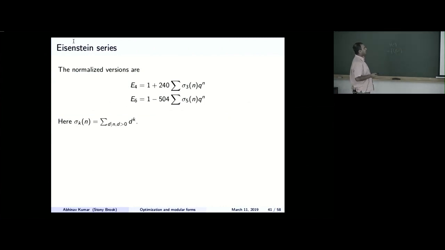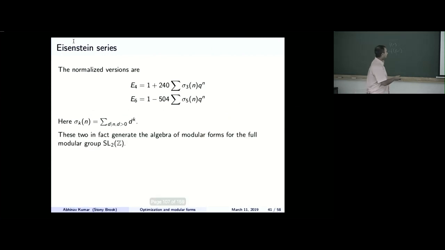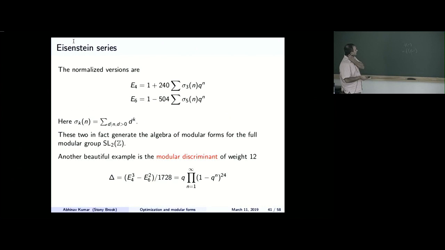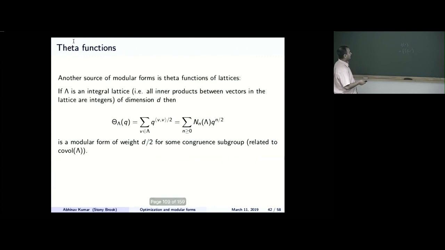And here are two typical examples, E4 and E6, which generate all the modular forms for the full modular group. And there's a famous modular discriminant: if you take a suitable linear combination of these, cube this and subtract the square of this, divide by 1728, you get a beautiful product expansion of this modular form. And there are other sources of modular forms.